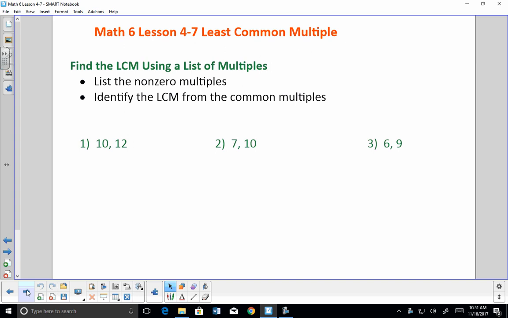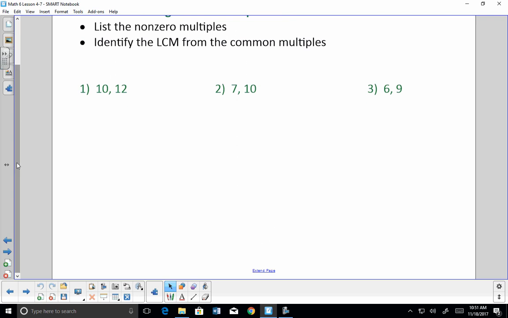Today we're going to focus on least common multiple. You can find a least common multiple by using a list of multiples. You are simply going to list the non-zero multiples and then identify the lowest or least common multiple from the list of common multiples. This works well when your numbers are small. It doesn't really work well when your numbers are very large because it can get very tedious, very difficult, and if you make a small mathematical error, you're never going to find the least common multiple.